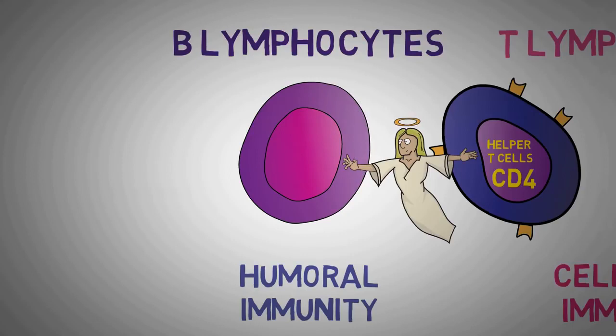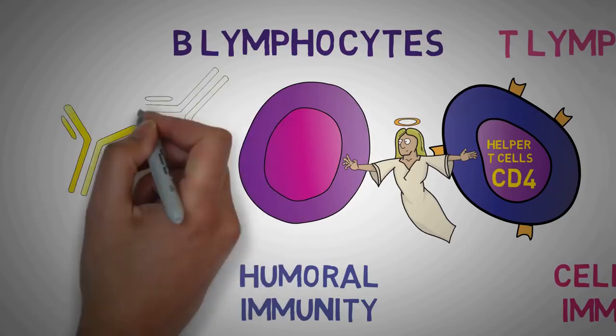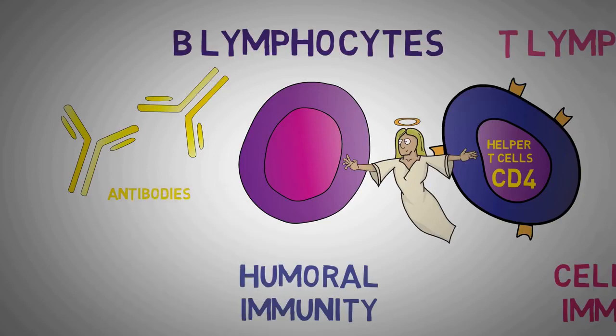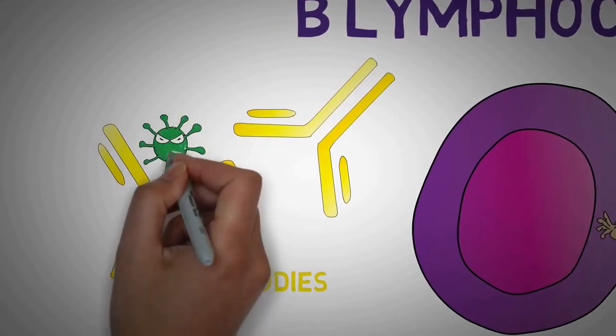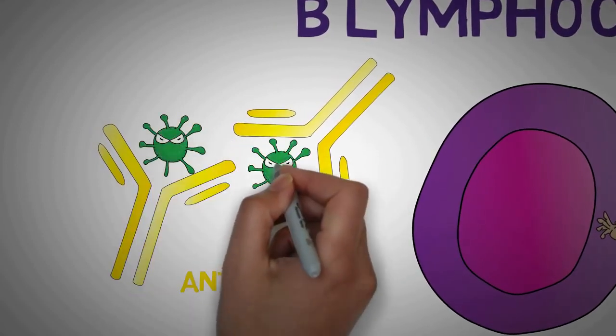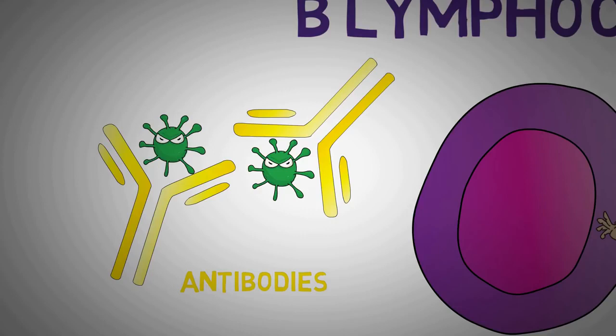The B lymphocytes produce a special type of protein known as the antibody, which looks something like this. As you can see, it is a Y-shaped structure in which the terminal end of the protein is specially designed to recognize and capture antigens that are present on the surface of bacteria and other pathogens.